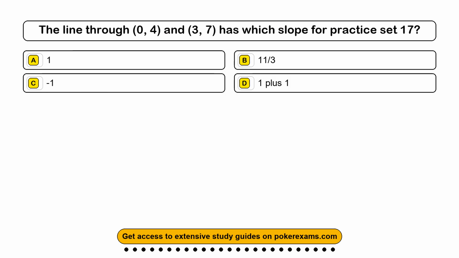Question 13. The line through 0, 4, and 3, 7, has which slope for practice set 17? Option A 1. Option B 11/3. Option C -1. Option D 1 + 1.